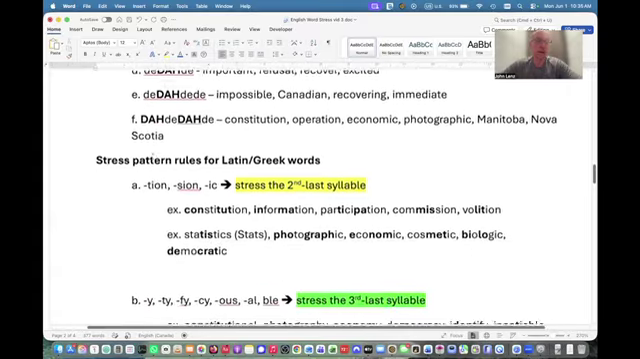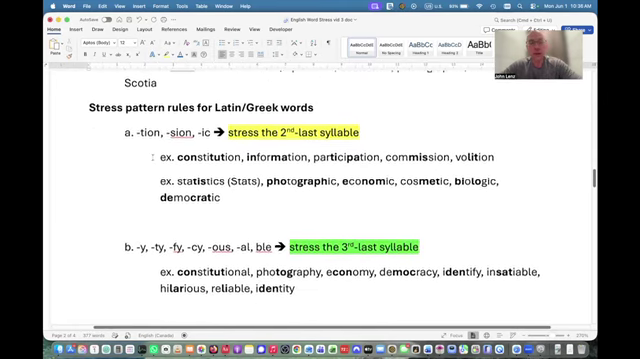And then in video 2, we looked at some common stress patterns. I'm not going to go over all of these, but one of the things we did look at was some predictable rules for Greek and Latin origin words. There were two major patterns there. So one are the word endings that tell us to stress the second last syllable. Those were shun, jun, ik, and there might be more, but those are some of the most predictable ones. Constitution, information, right? And then with the ik, we had photographic, economic.